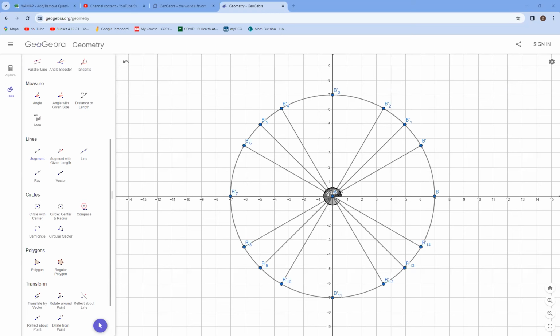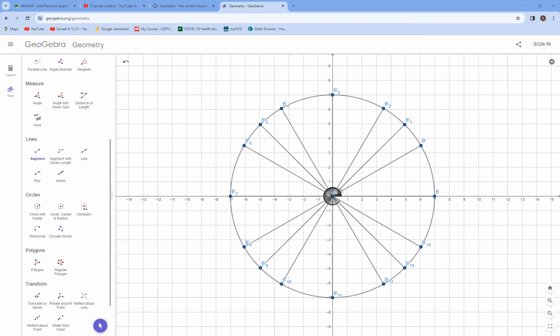Of course, 0 degrees is the same as 0 radians. 30 degrees is the same as pi over 6. 45 degrees is the same as pi over 4. 60 degrees is pi over 3. 90 degrees is pi over 2. 120 degrees is 2 pi over 3. 135 is 3 pi over 4.